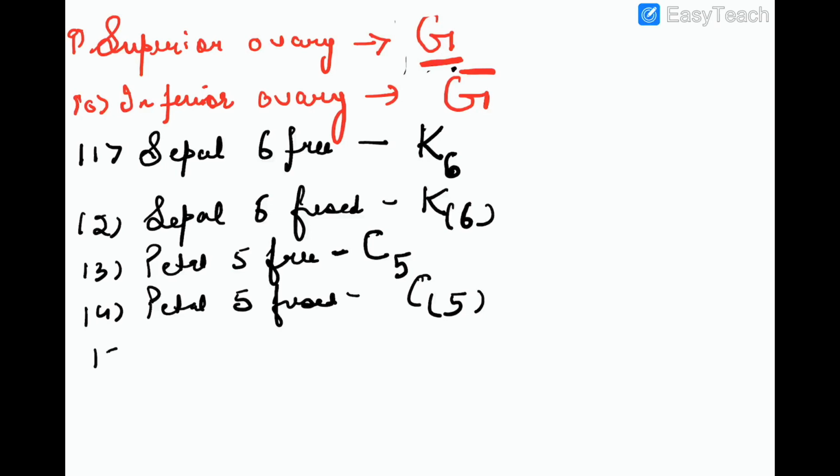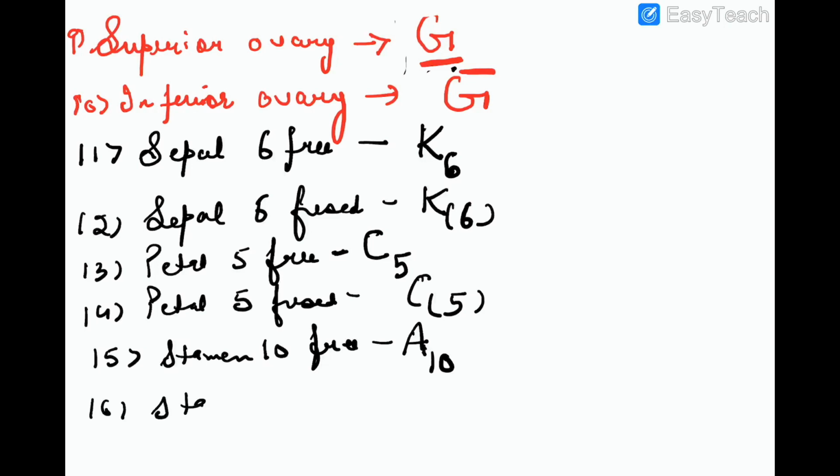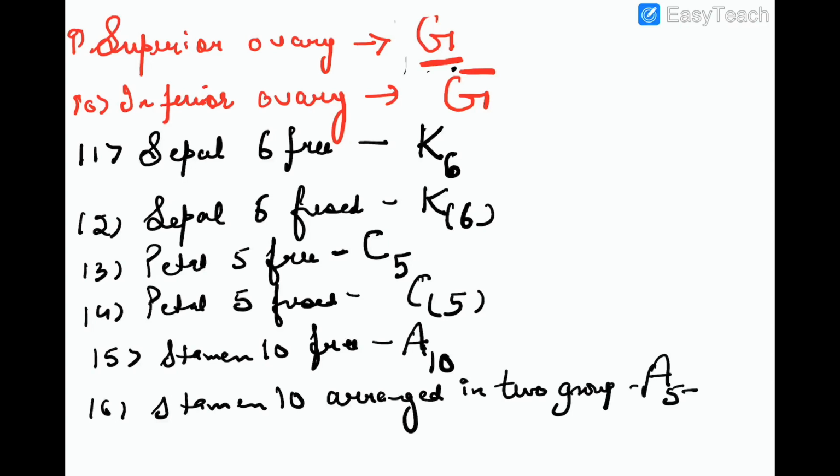Similarly, if the stamens are 10 and they are free, then we write A for androecium and we write 10. But if the stamens are 10 and they are arranged in two groups, then we write it as A 5 plus 5, meaning they are in two groups of 5 and 5.